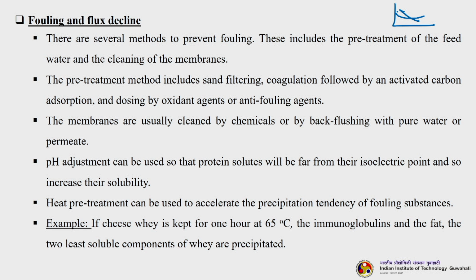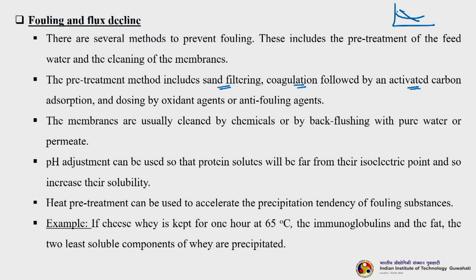So, the pre-treatment methods include sand filtering, coagulation followed by activated adsorption, and dosing with oxidant agents or anti-fouling agents. Different types of pre-treatment methods are there, depending upon the wastewater source. You can either use sand filtering or coagulation to precipitate something, or you can have an activated carbon adsorption system, in which most of the pollutants will be adsorbed to the surface of the adsorbents, or you can have some oxidant or anti-fouling agents also.